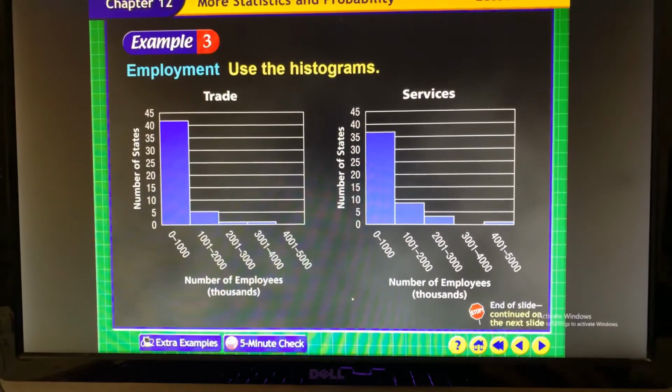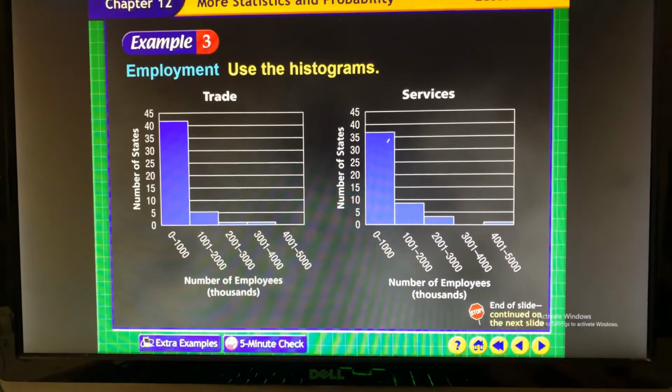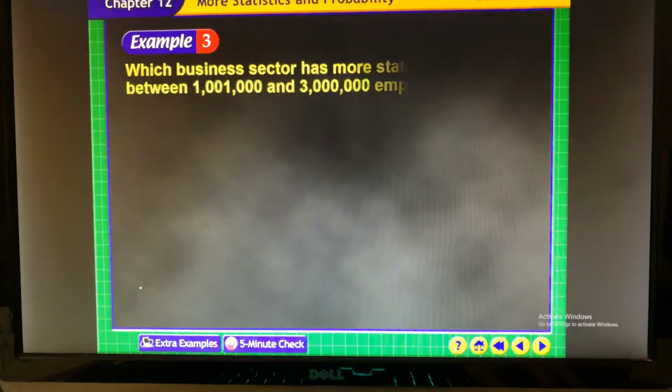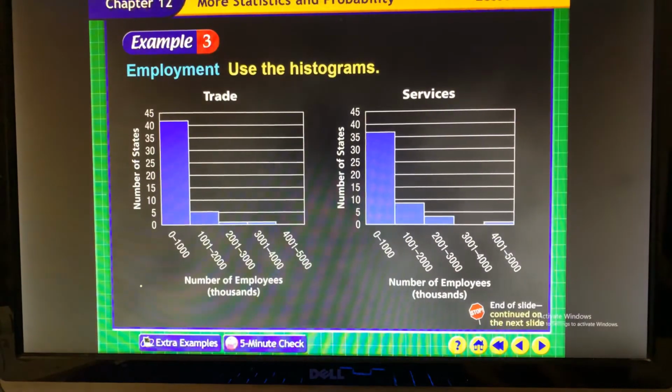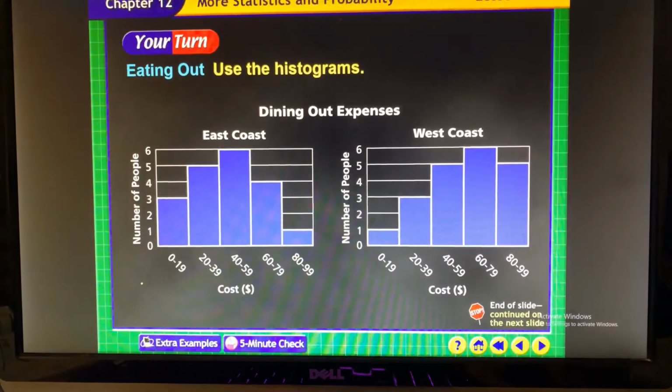Using these two histograms, answer the following questions. First of all, make sure you read what you're talking about. We're talking about the trade industry and the service industry, and the number of employees and the number of states. This one is the number of employees in the trade industry by state, and this one is the number of employees in the service industry by state. Which business sector has more states between 1 million and 3 million? Go back. Which one has the most? Hopefully you said service.